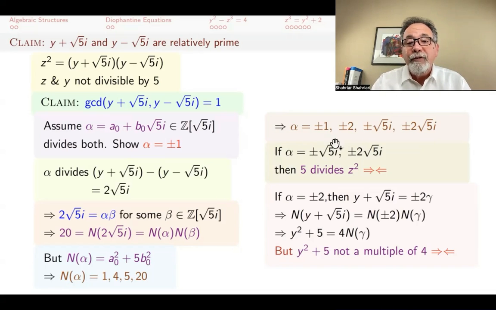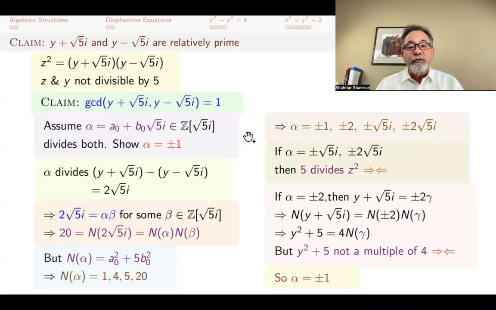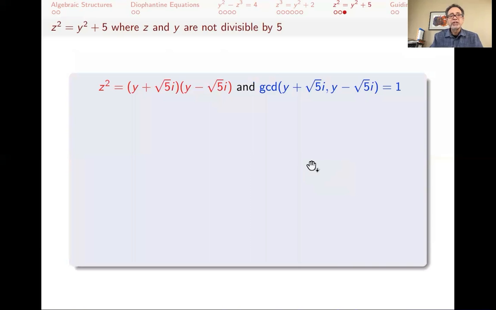So the only possibility for alpha is plus or minus 1, and we have proved that the greatest common divisor of these two, y plus square root of 5i and y minus square root of 5i, is 1. This is what we have.